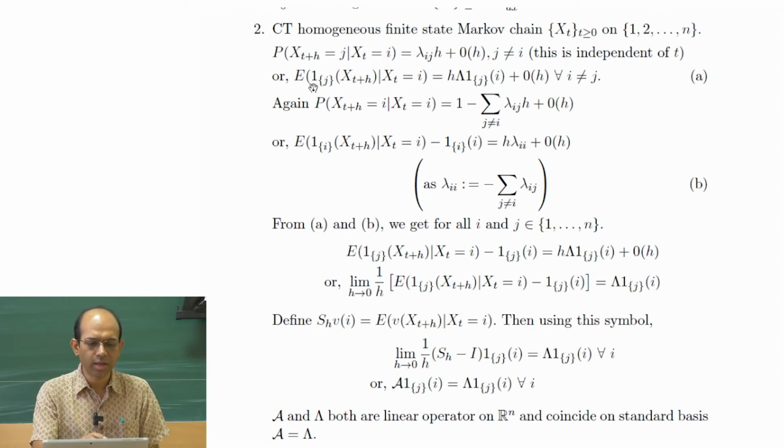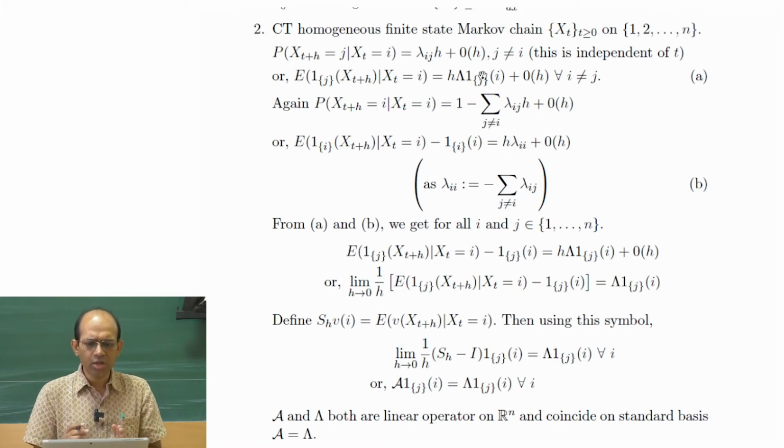So the left hand side is rewritten as the expectation of the indicator 1_j of X_{t+h} given X_t is equal to i. The right hand side is as it is, but this lambda_ij we are rewriting in a slightly different way, using the rate matrix capital Lambda and 1_j. What is 1_j? 1_j is the unit column vector whose jth element is 1 and all others are zeros, the jth element of the standard normal basis. So that would give me the jth column.